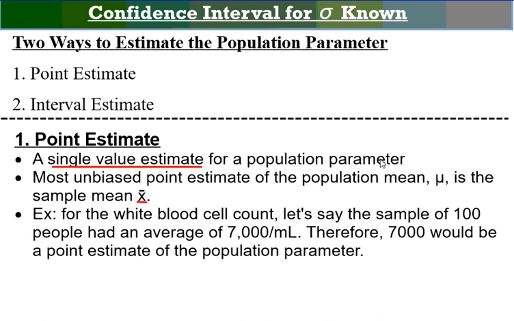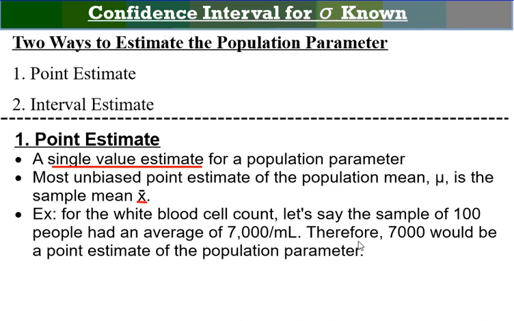The most unbiased point estimate of the population mean that we want to know is going to be our sample mean. The population mean, we use the Greek letter mu. We're estimating it with an x, and we put a bar over the top to denote average. Anytime you see a bar over the top in statistics, that's indicating an average. For example, for the white blood cell count, let's say the sample of 100 people had an average of 7,000 white blood cells per milliliter.